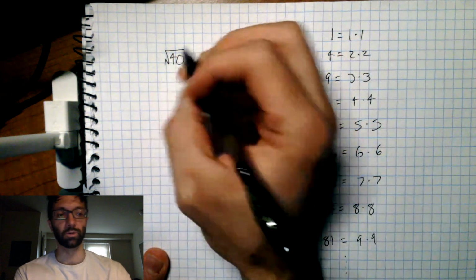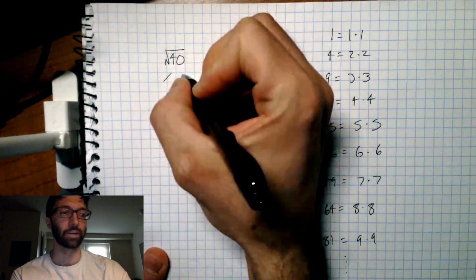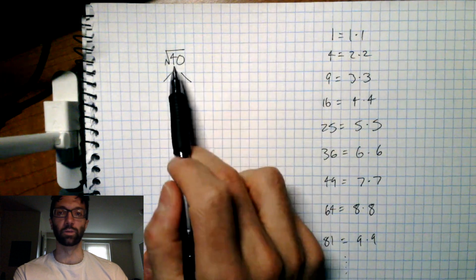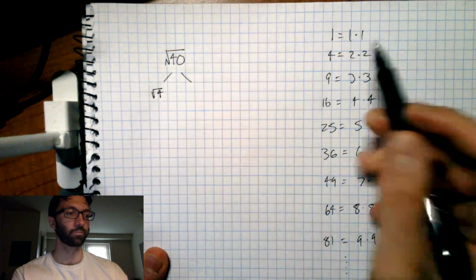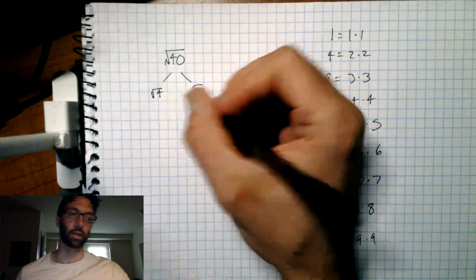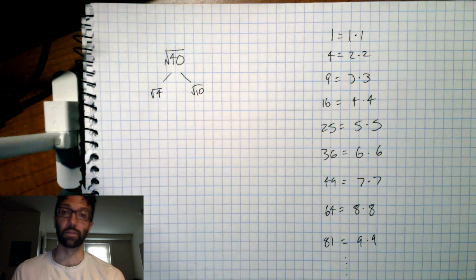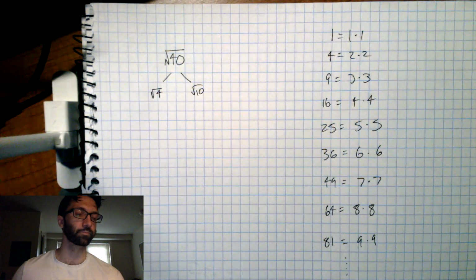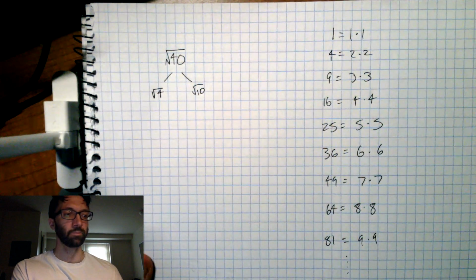So what I'm going to do is make what we call a factor tree. And I'm going to factor the square root of 40 into the square root of 4 times the square root of 10, because 4 times 10 is 40, and it turns out that the square root of 4 times the square root of 10 equals the square root of 40. And you could check that on a calculator if you want to verify that.